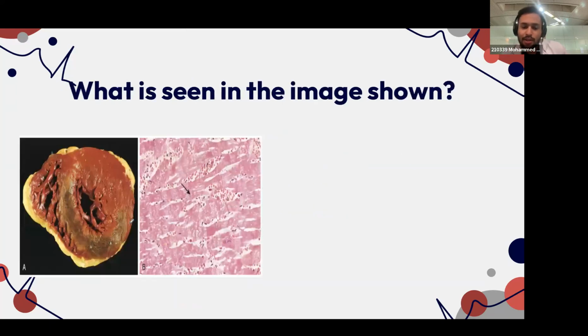Now, what is seen in this image? It's not a date. I just want you to tell me what you see and why does it happen? Reperfusion injury, excellent. And this is specifically the contraction band necrosis, okay?